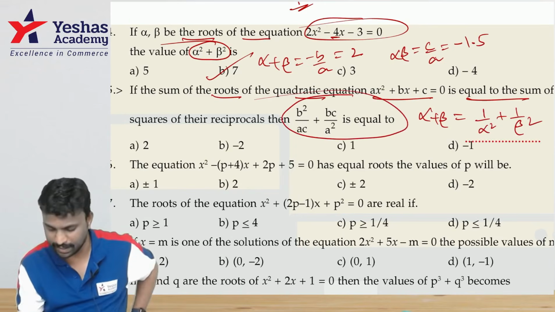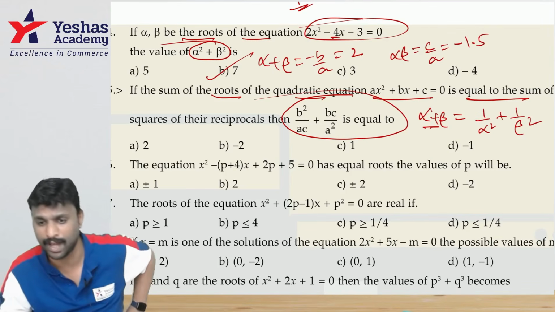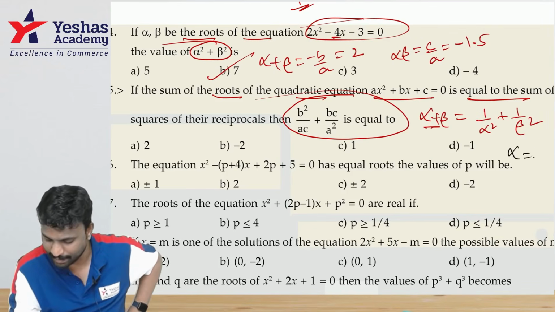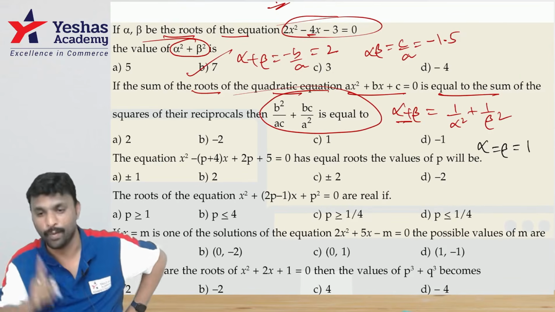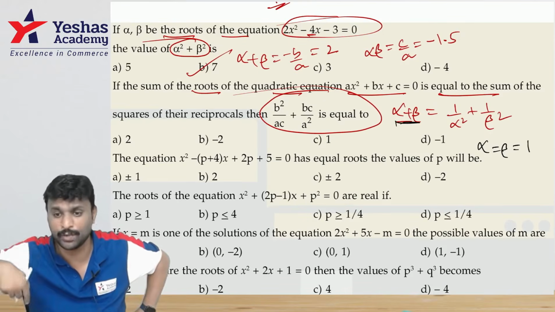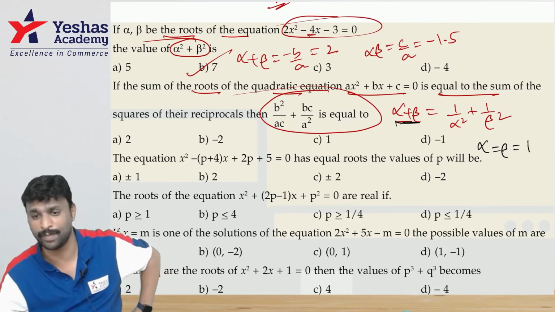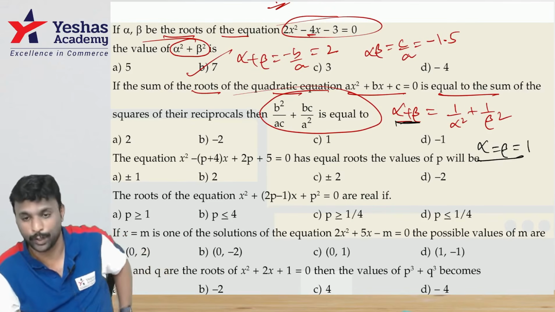Everybody, so for LHS to be equal to RHS, what could be the possible values for alpha, beta? So alpha and beta must be equal, and they must be equal to what? 1. Then only alpha plus beta, 1 plus 1, is 2. 1 by 1 square is 1, and 1 plus 1 is 2. So therefore, alpha and beta are equal to 1.